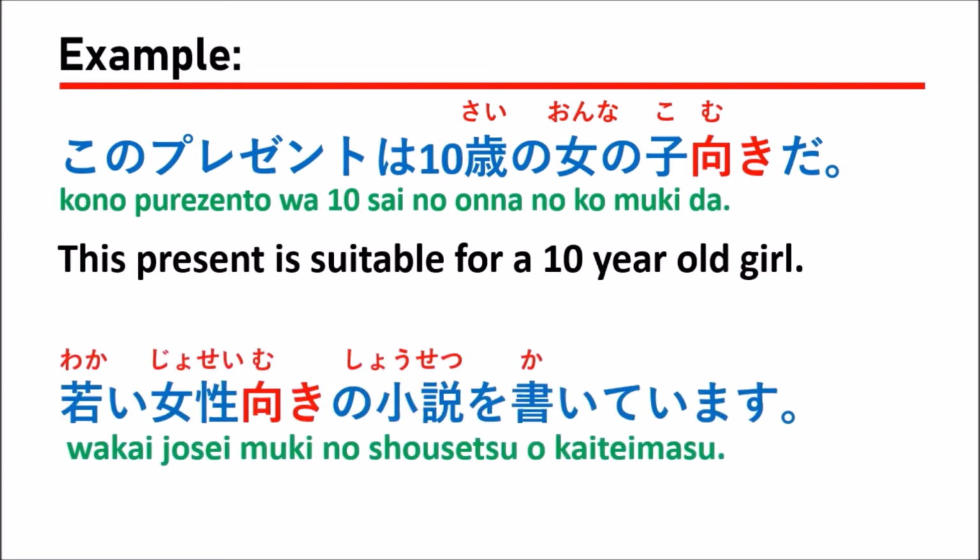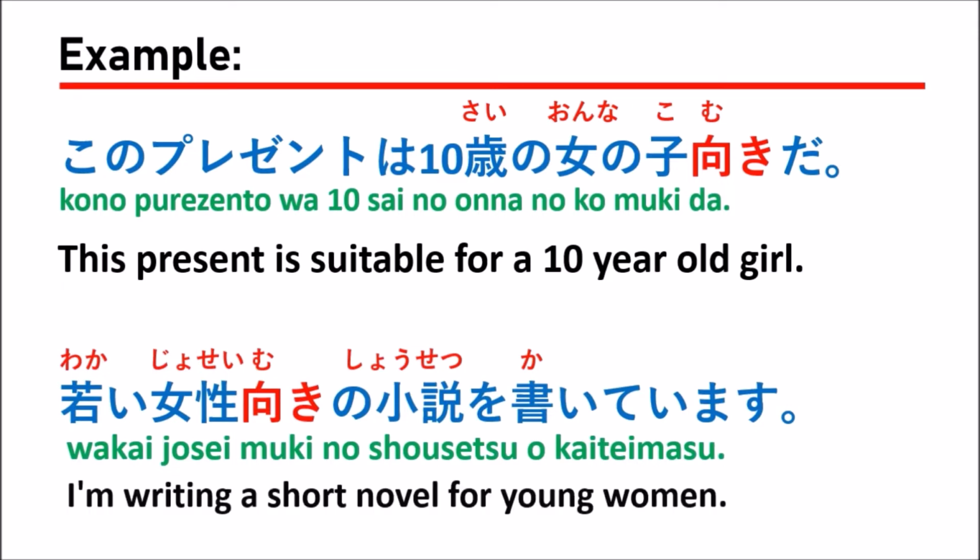For example, 若い女性向きの小説を書いています。Which means I'm writing a short novel for young women.